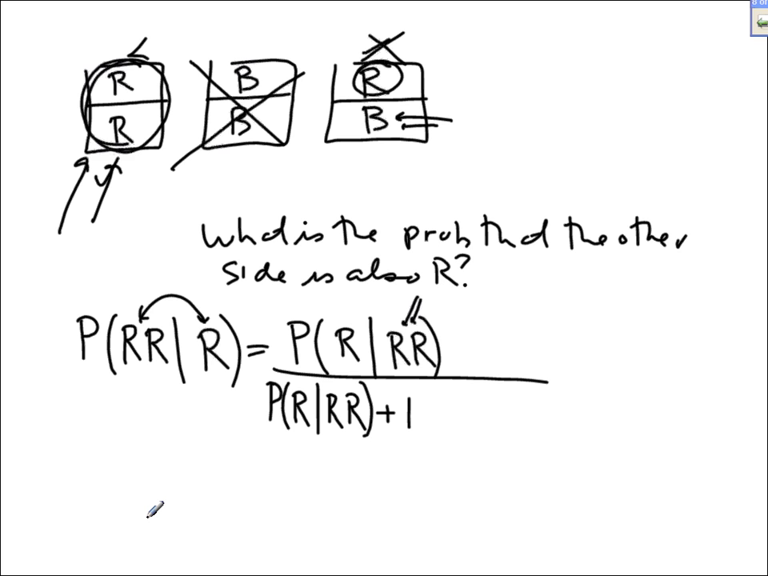The probability of red, given that we have the black card.